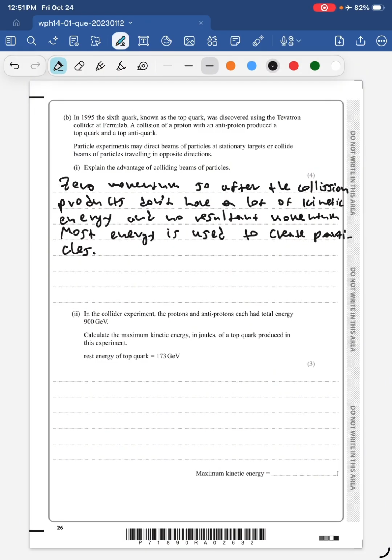So what I'm trying to say is that since you have two beams coming in opposite directions, the total momentum is zero. So all the energy is used to produce particles, whereas if you have a head-on collision with a stationary target, lots of energy is going to get lost in the collision. So massive particles can be produced.